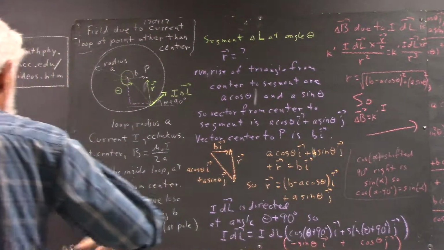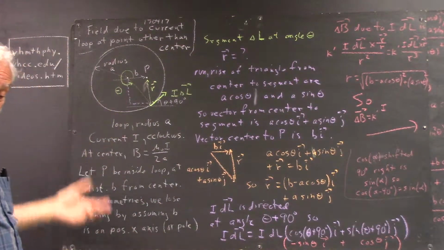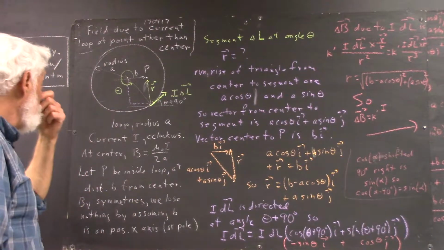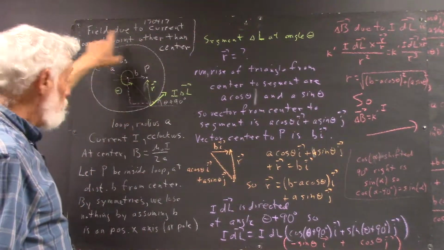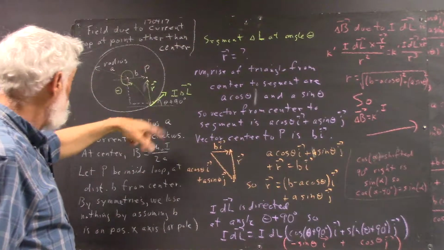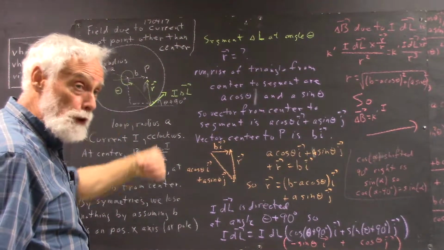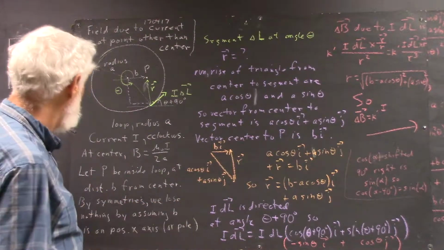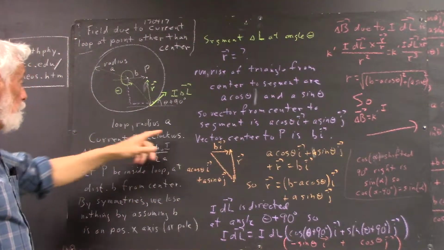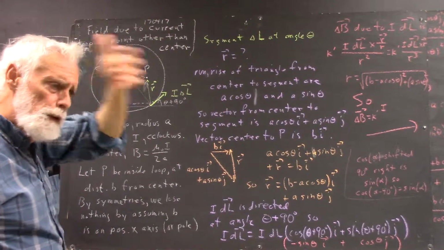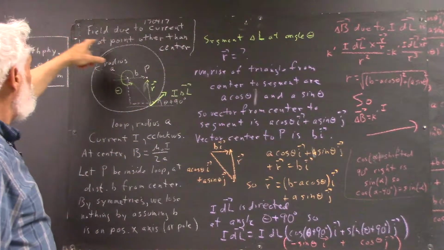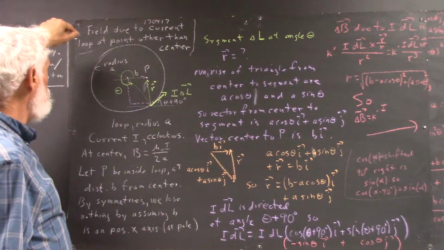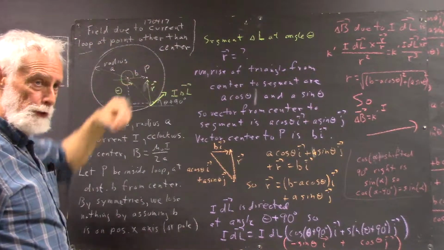Okay, we've already determined some time ago that the field at the center of a loop carrying current I is mu naught times I divided by 2 times the radius. Okay, so we have a loop of radius a, but now we're interested in the field due to a current loop at a point other than the center.